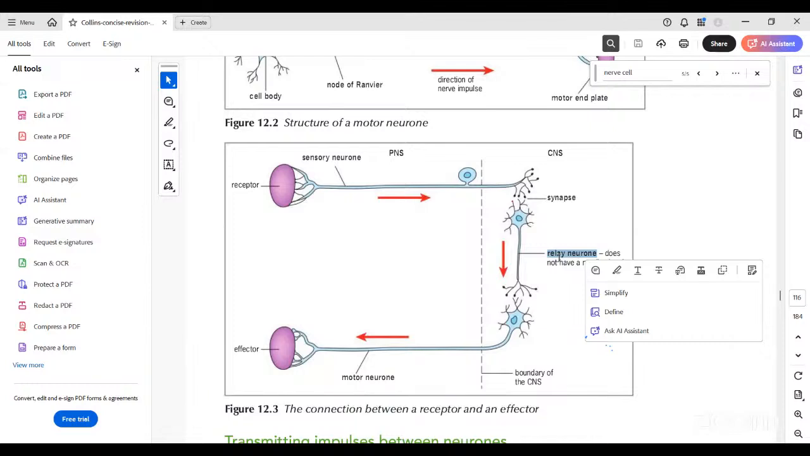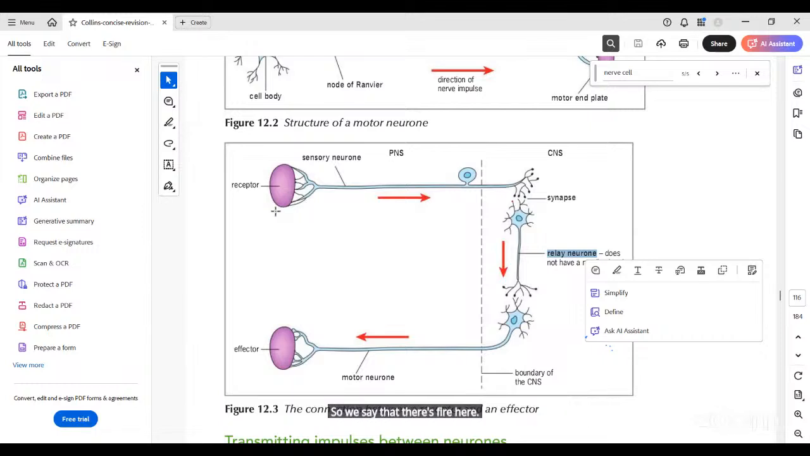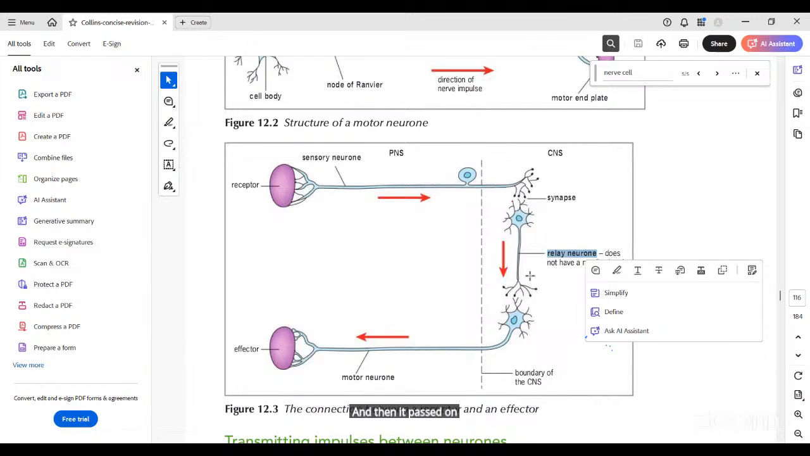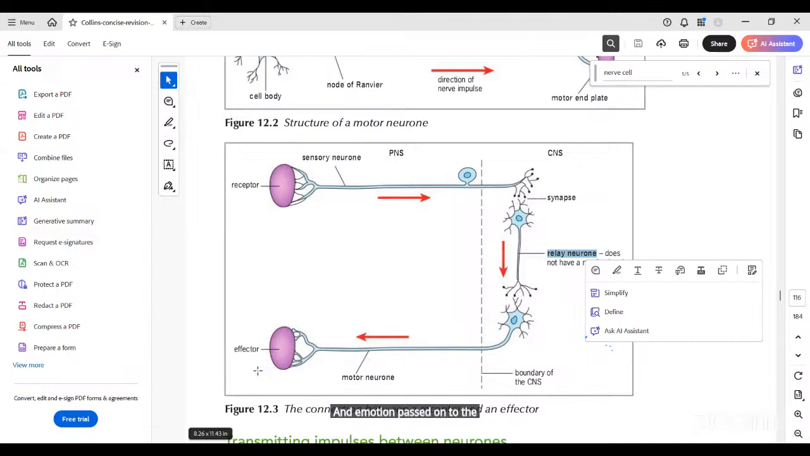Oh, okay. So just giving information. Right. So it's passing on the information from the sensory neuron to the motor neuron. So we say that there's heat here, and it tells the body, hey, there's heat. Then it passes that information to the relay neuron. The relay neuron passes it on to the motor neuron, and the motor neuron passes it on to the effector so you can move yourself out of danger. Okay, thank you. No problem.